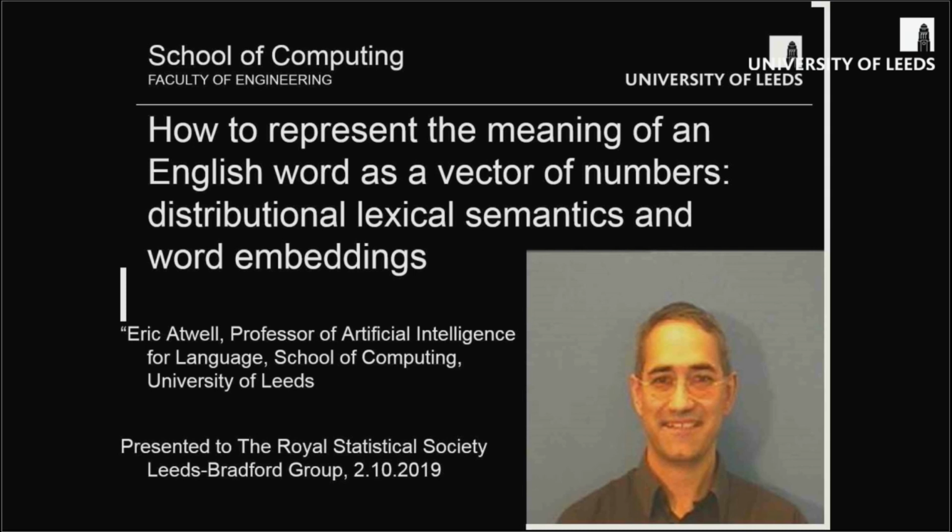So for statisticians, we like to do things with numbers, and text isn't numbers, it's completely different. So how do you represent text as numbers? Or rather, not just the text, but the meaning of the text. And I'm going to look at distributional lexical semantics as a way of extracting the meaning. But the problem is that gives you very, very large lots of numbers. So word embeddings is a way of compressing down a large set of numbers into a smaller set of numbers so you can handle it.